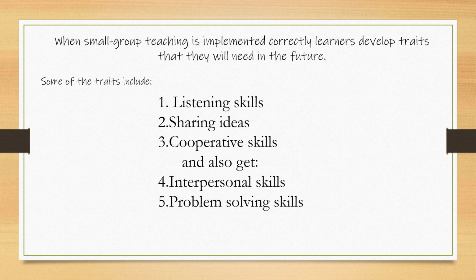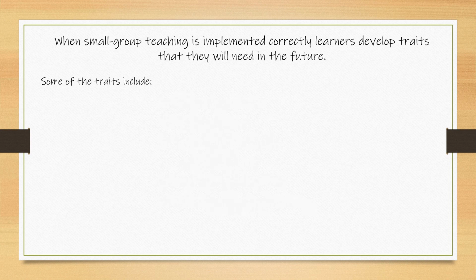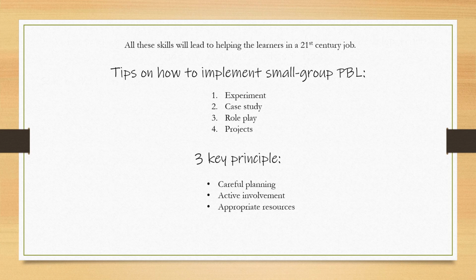When small group teaching is implemented correctly, learners develop traits that they will need in the future. Here are some traits included: listening skills, sharing ideas, cooperative skills, and you also get interpersonal skills and problem-solving skills. All of these skills will help the learners in the 21st century, such as getting a job.